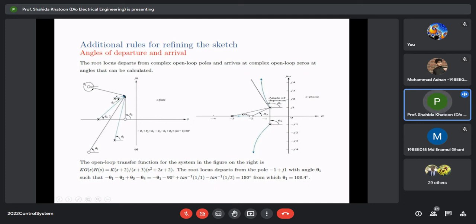Okay, so how do we do that? We form the pole zero location. So there is a pole, there is a zero at s equal to minus 2, and there is a pole at s equal to minus 3, right? At s equal to minus 2, there is a zero. At s equal to minus 3, there is a pole. So this is the angle of departure, and this is the angle of arrival, this is the angle of departure. From the complex conjugate pole, it departs, and at the complex conjugate zero, it arrives, right? So you can note down this figure.